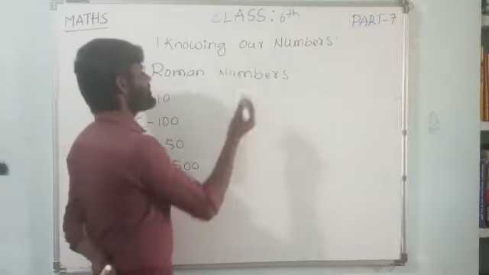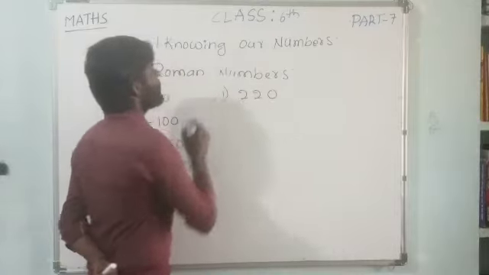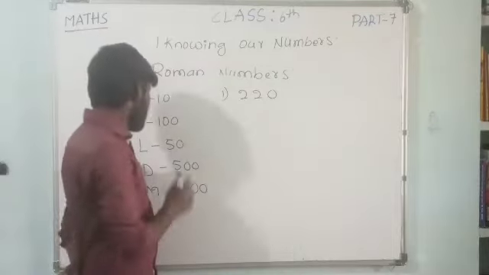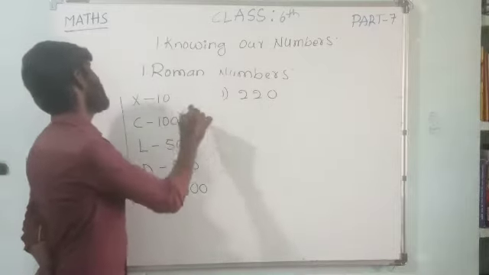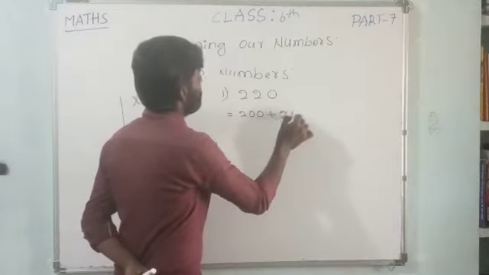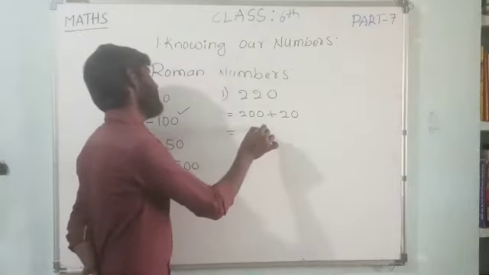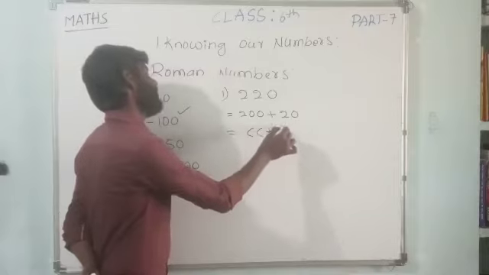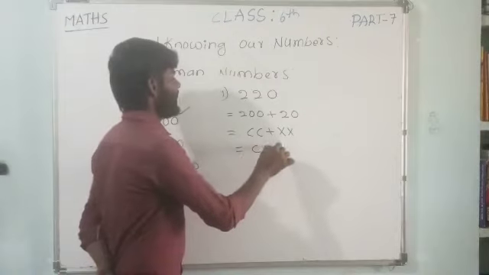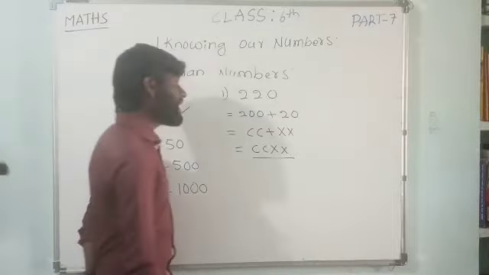With this, dear friends, suppose they ask you to write 220 in Roman numbers. 200 we know is CC, as C means 100. I can write 220 as 200 plus 20. Another C makes 200, plus 20, which we know is XX. Combine together, CCXX. This is 220.